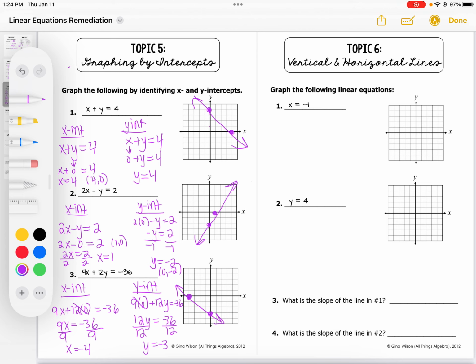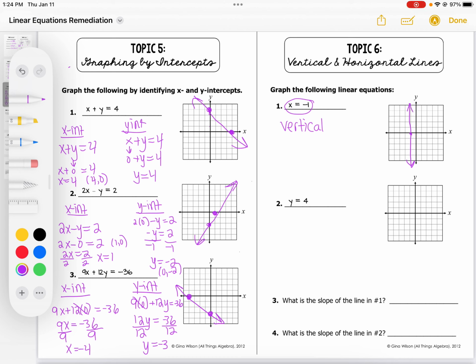Vertical and horizontal lines come next. Anytime an equation starts with x equals, it's vertical. You go over to negative 1 on x, make your point. But don't forget, this is an equation, meaning you have to have a line. So you don't just leave your answer like that. This means that no matter what, x always equals negative 1, and here's the line that represents that.